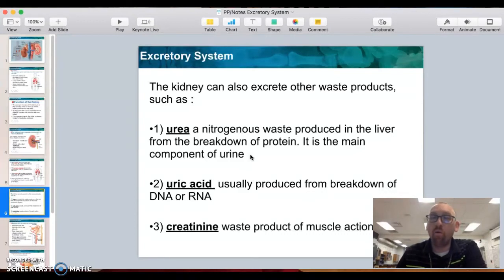Depending on how your kidneys are functioning, meaning are they functioning at 50%? Are they functioning at 10%? That determines how often you have to go back to the dialysis clinic and sit and have your blood filtered. Some people might only have to do it once a week. Some people might have to do it every day. It just depends. You also can get other things built up that your kidneys filter out, like uric acid, which comes from the breakdown of DNA and RNA. And then you can also get creatinine, which is a waste of muscle action.